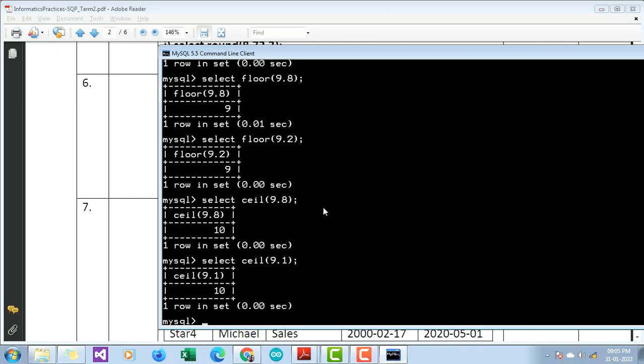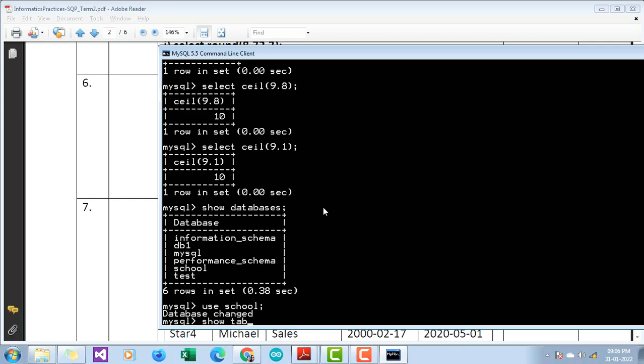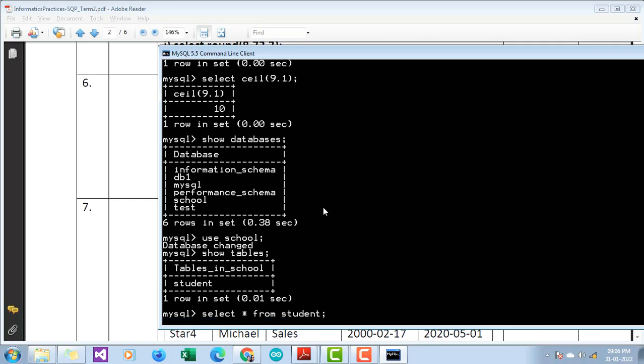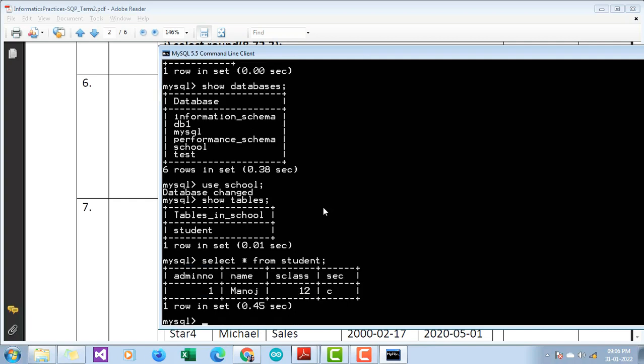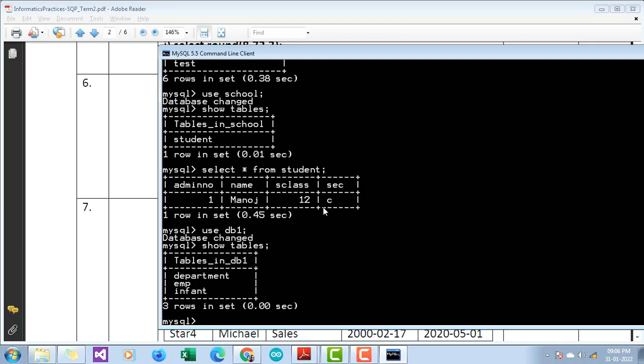For example, let us write a simple query. Let's say show databases first of all, and see, okay, we have a school. Use school, show tables, and let's say select asterisk from student, right? If you see, we have only one record, unfortunately. Use let's say db1, and let's say show tables, and see we have 3 tables.